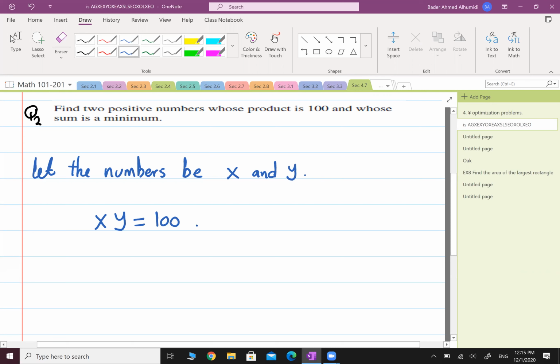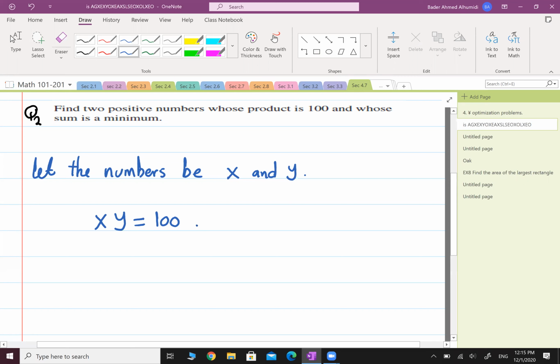We have so many numbers whose multiplication is 100. 1 by 100 is 100. 20 by 5 is 100. 25 by 4 is 100. And so on. 200 by 1 half is 100. So we have so many positive numbers whose product is 100. Radical 100 times radical 100 is 100.